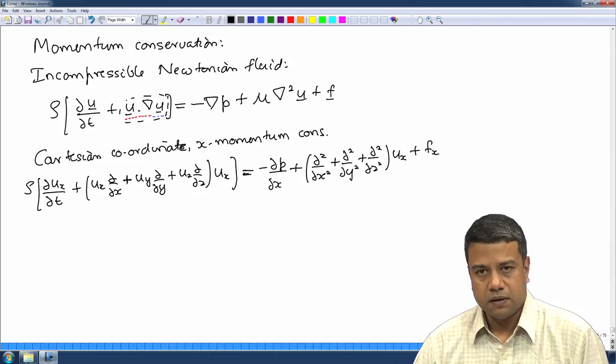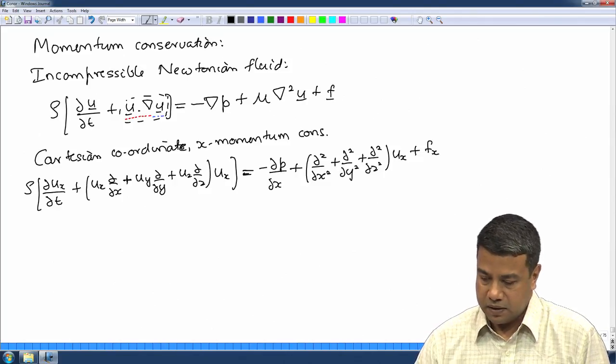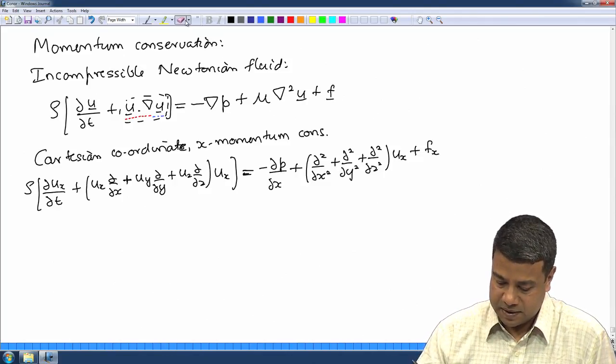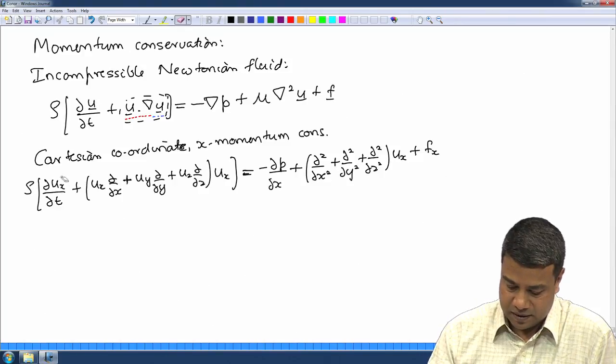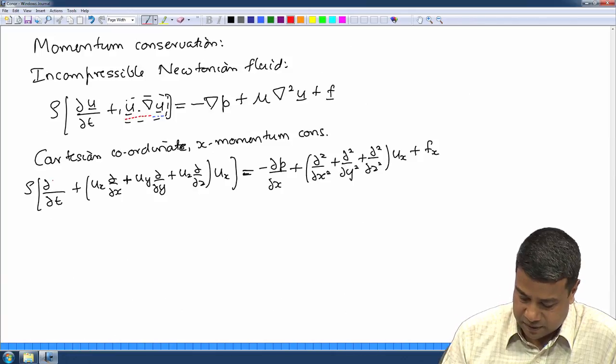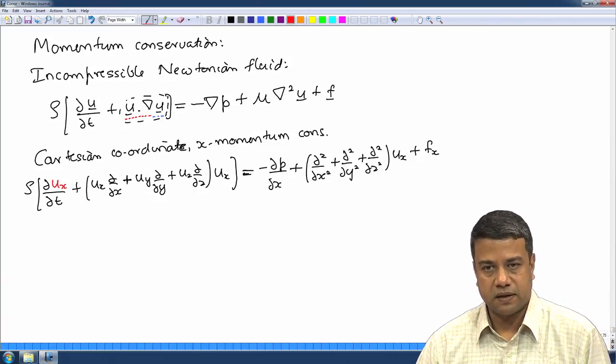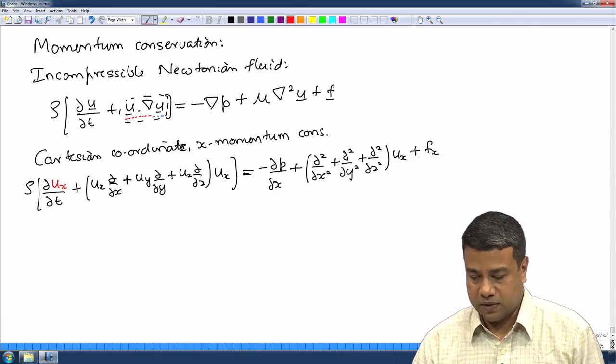So, this is the momentum conservation equation for a Newtonian incompressible fluid. Note that the direction comes in at different locations here. In the first term, the direction comes in the direction of the velocity. If it were the y momentum, this would have been u y.